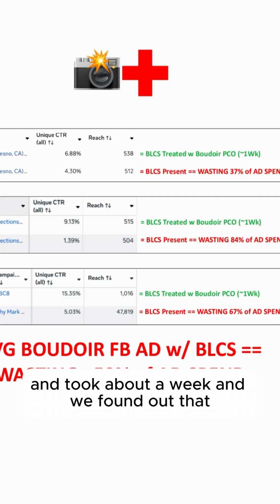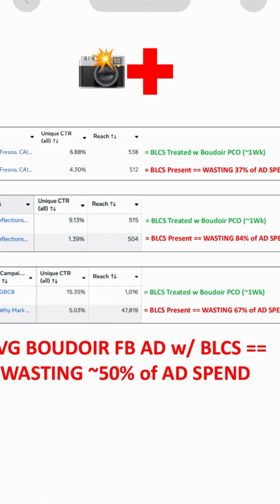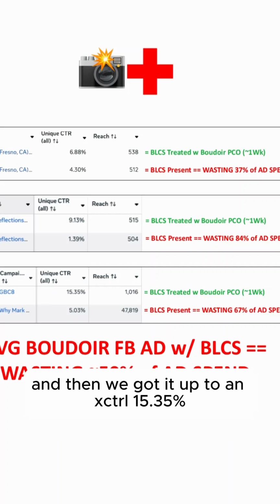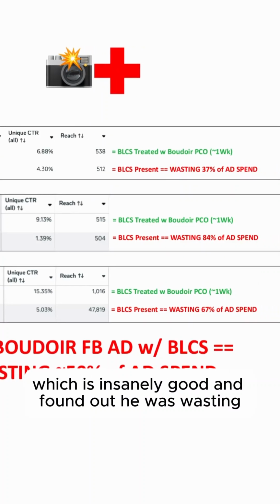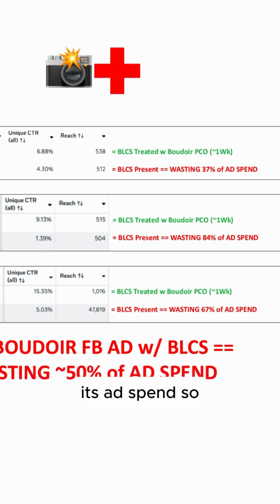And we found out that, so we went from 5.03%, so we know that BLCS is present. And then we got it up to unique CTR 15.35%, which is insanely good. And found out his original Boudoir Facebook ad was wasting 67% of its ad spend.